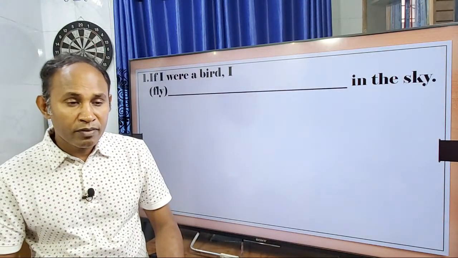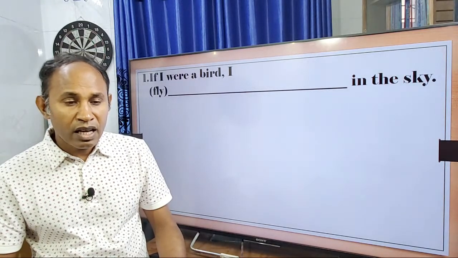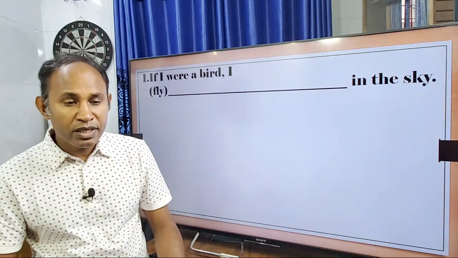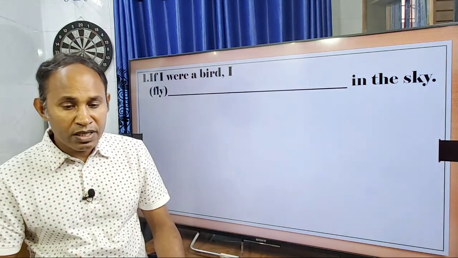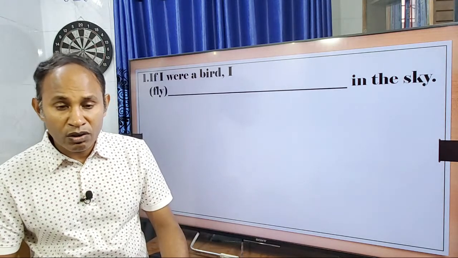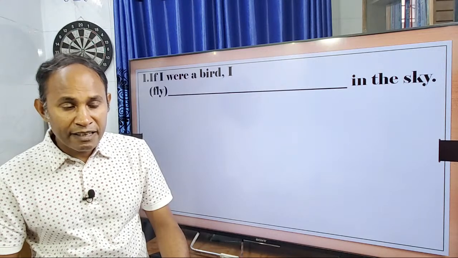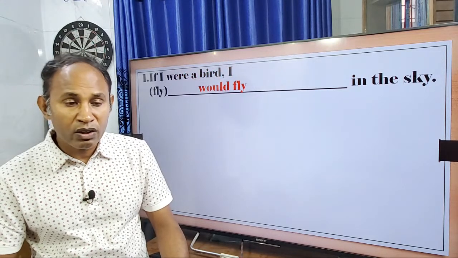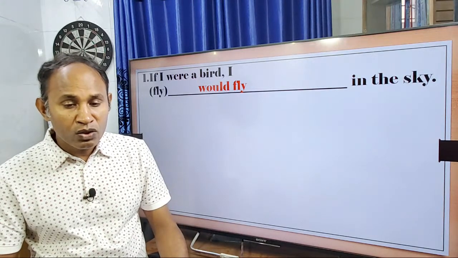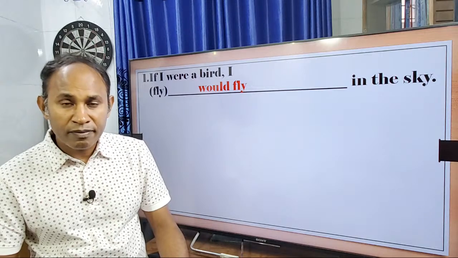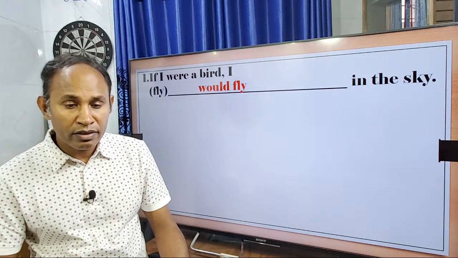For example, when temperature rises, ice melts. That means in this sentence we have used two present tenses. So this type of conditionals are called zero conditional. Okay, you are writing the answer and your answer is absolutely the right answer. You can write down would fly or you can also write down could fly. So both of your answers are correct. I will take both of the answers, would fly or could fly.